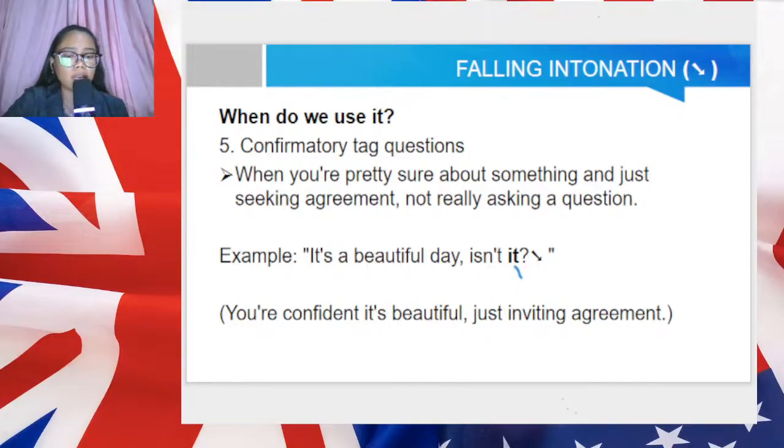Okay, what about naturalness? It is quite simply the most natural and expected way for native English speakers to express conclusive emotion. So you try to avoid using other intonation patterns for genuine explanation.